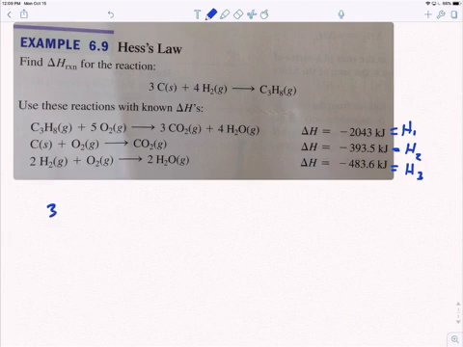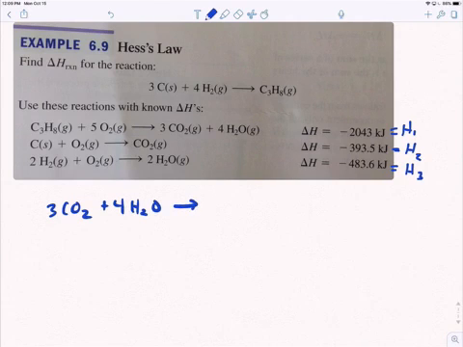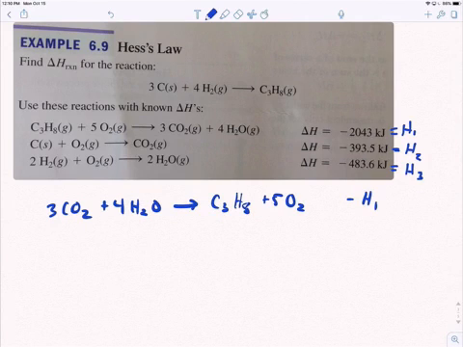So I'm just going to go ahead and write 3CO2 plus 4H2O yields C3H8 plus 5O2, and I'm going to do minus H1. You see what I did there? I just flipped it around. The reason I flipped it around is because propane is a reactant here and it's a product here, so I need to make sure that the propane, the C3H8, is on the right side of the equation. Does that make sense?